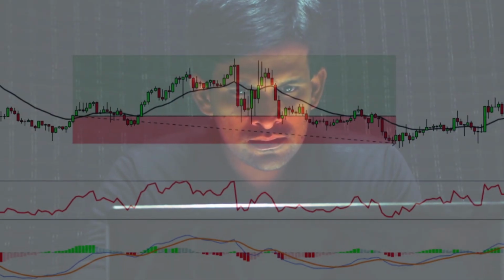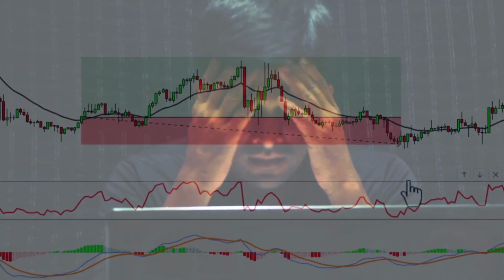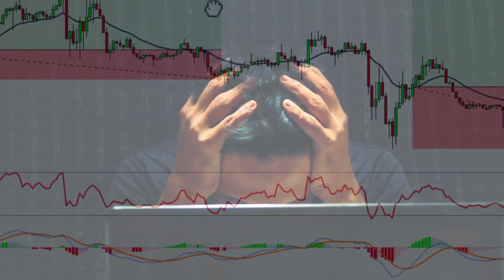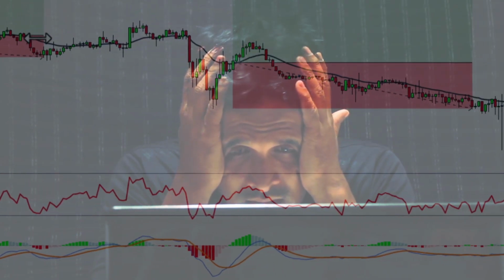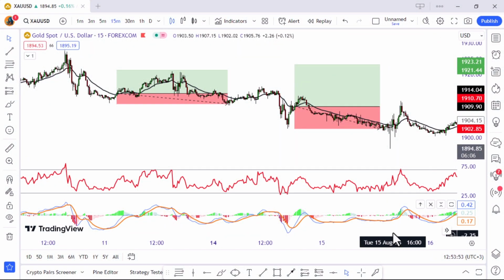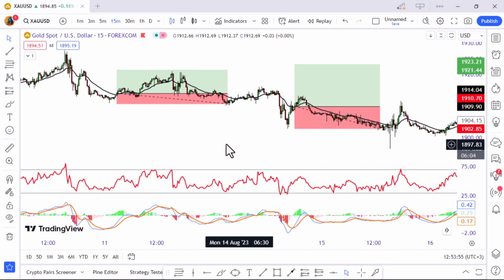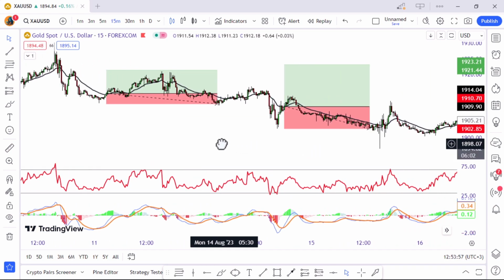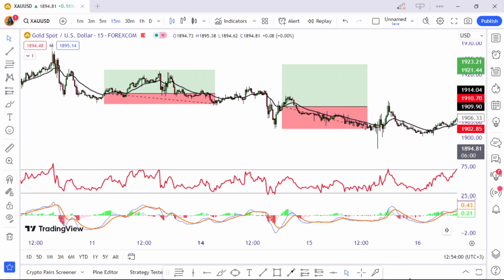Hey there! Ever felt like your trading strategy was rock solid, but when I actually placed a trade, things went south? It's a common issue. Turns out, one of the big reasons for this is not having a clear grasp of the trend. Today, I'm excited to share a little known indicator that's a game changer when it comes to identifying trends.